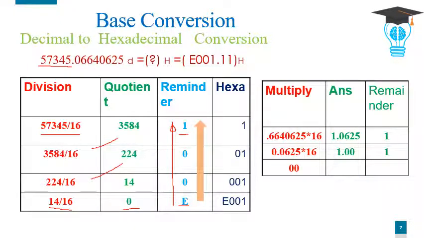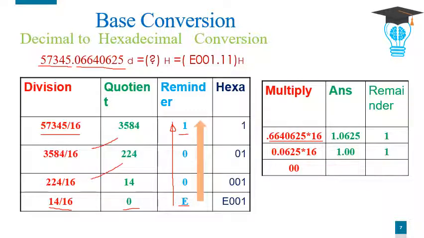Similar to the previous slides, the decimal number to the right of the decimal point needs to be multiplied by 16. So it is 0.6640625 into 16. It is 1.0625.